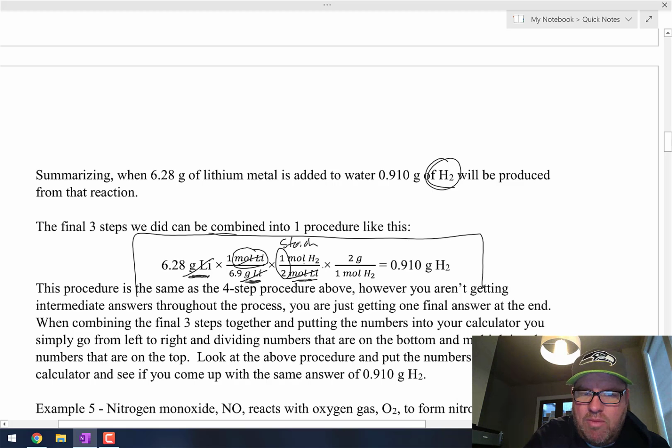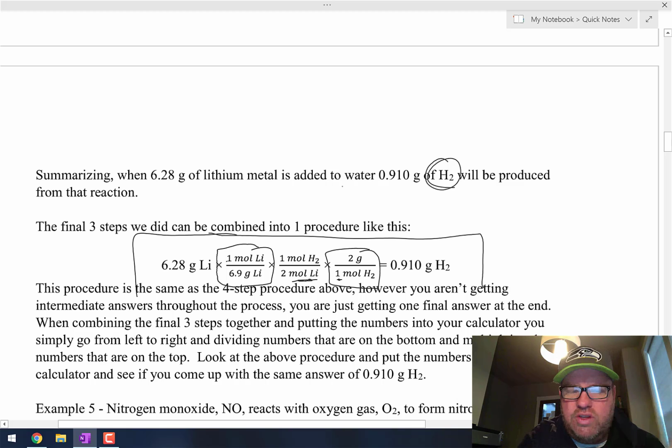So now I have moles of hydrogen, and then I'm going to cancel moles of hydrogen, and there are 2 grams in 1 mole of hydrogen. Notice that anytime you use the molar mass, this is a really common mistake I see, this step right here or this step right here, it's always 1 mole.